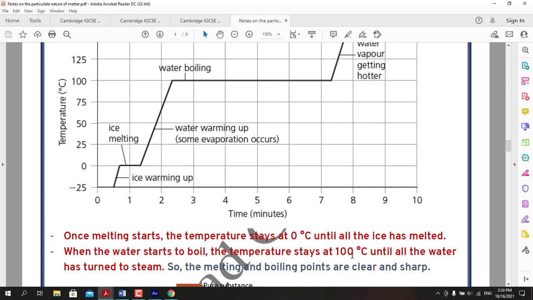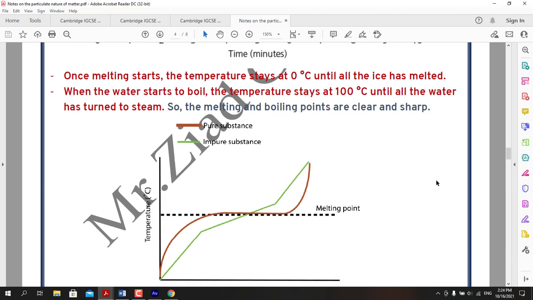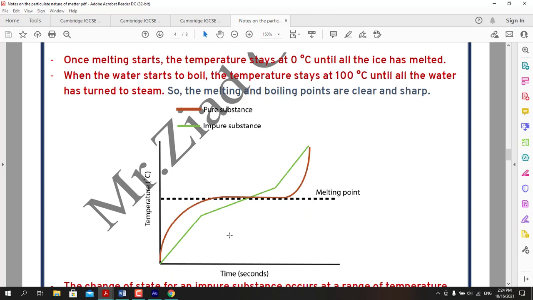When the water starts to boil over here, the temperature stays at 100 degrees Celsius until all the water has turned into steam. So the melting and boiling points are clear and sharp, as they are not happening over a range of temperature. They happen at a certain temperature.